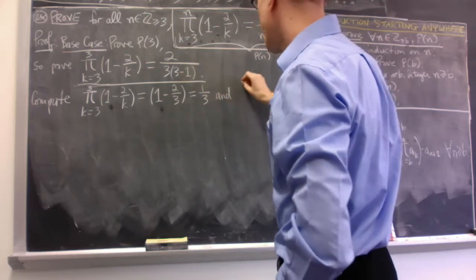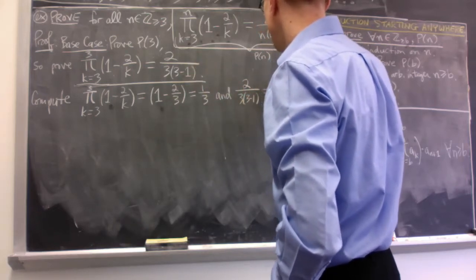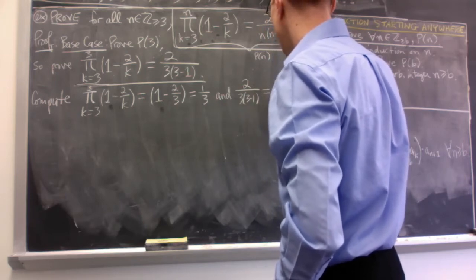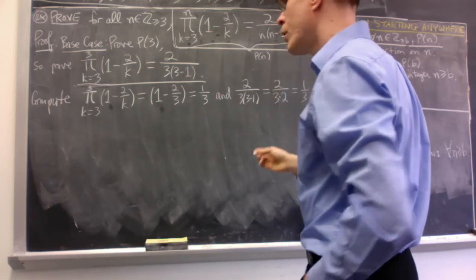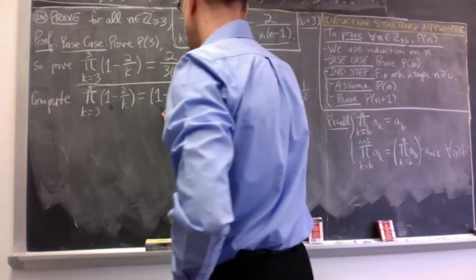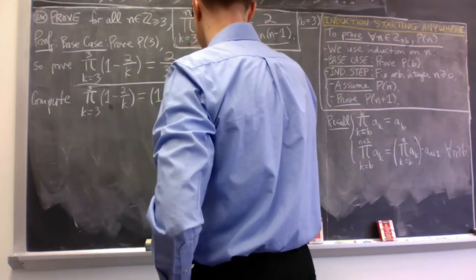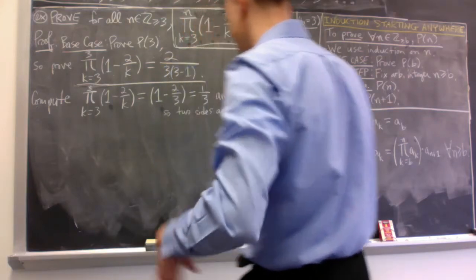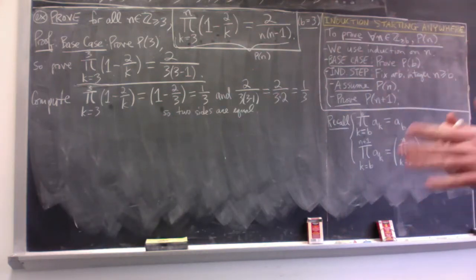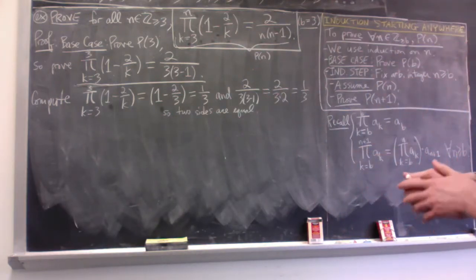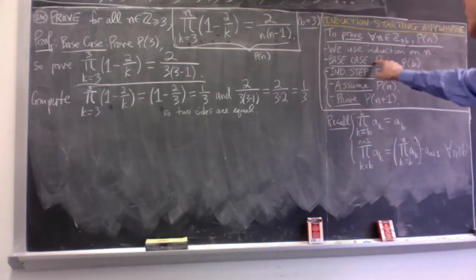So then what's this side? 2 over 3 times 3 minus 1 is 2 over 3 times 2, which is 1/3. So the two sides agree. Or they're equal, or whatever. That's another way of presenting. Last time we were always doing chain proofs, but you can certainly just calculate the left side, stop, and then separately calculate the right side and see if you get the same thing. And we did, 1/3. So we did the base case.